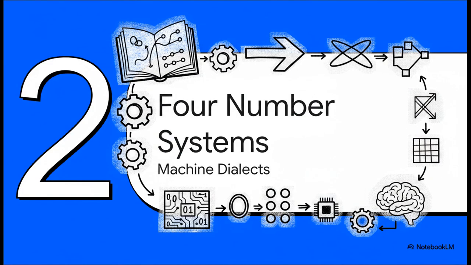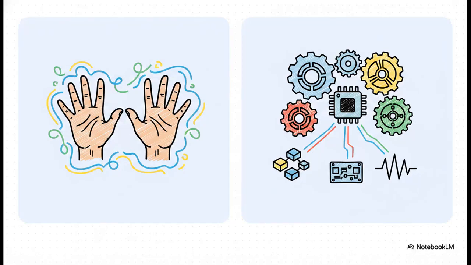Section 2. The 4 number systems. Okay, having an encoding dictionary is only half the battle. Now we have to translate those codes into the actual dialects of mathematics. You and I exist in a base 10 world. The decimal system is what we use every single day, relying on 10 digits from 0 through 9.